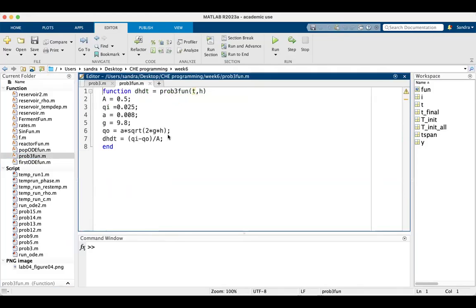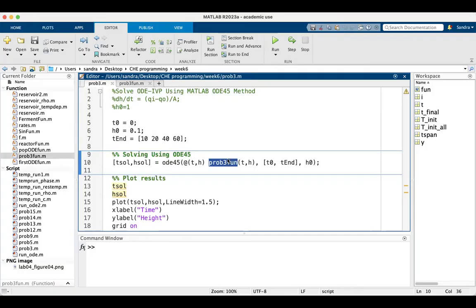You have your ODE equation. What does it do? It takes the t and h, that is, t and the height, as variables, the unknowns. The known quantities are given here. Q0 is a function of h, so Q0 is the square root of 2gh. Based on the h value, you calculate your Q0 value. And your dh/dt is nothing but Q1 minus Q0 divided by A. So that will be the output of this function.